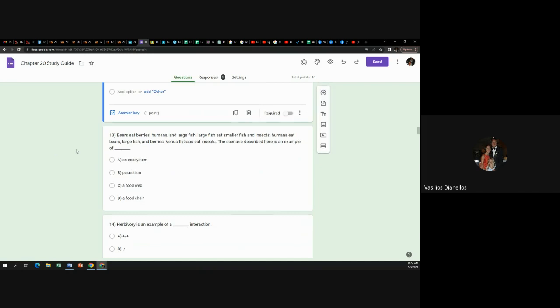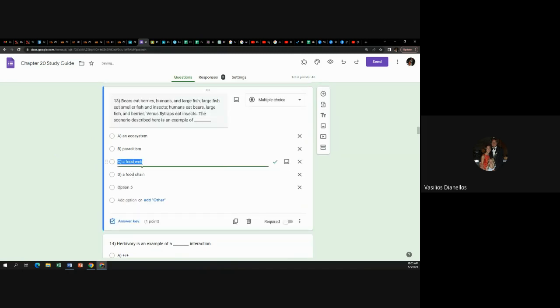All right, bears eat berries, humans and large fish. So they eat a few things, right? Large fish eat smaller fish. They also eat insects. Humans eat bears. Humans also eat large fish and berries, and so on and so forth. The point here is we don't have a nice clean line. This is not a food chain where one thing eats only one thing and that one thing only eats one other thing, because this is a food web. Any questions about that?